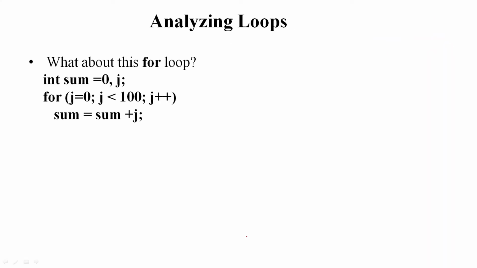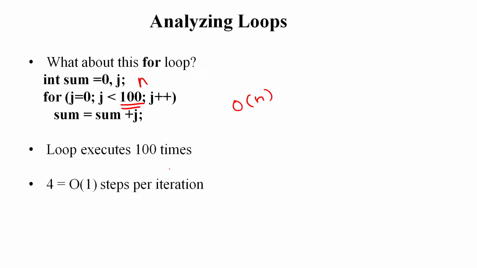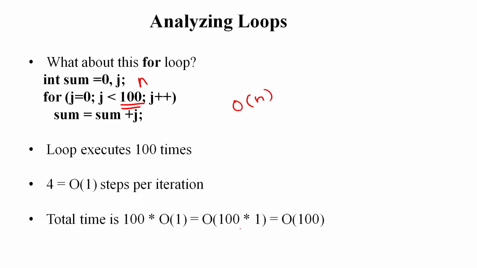One more thing here: suppose the condition is 100, so what will be the time complexity? Earlier we have given n. If it is n, our time complexity is big O of n. If it is 100, then our time complexity will be order of 100.